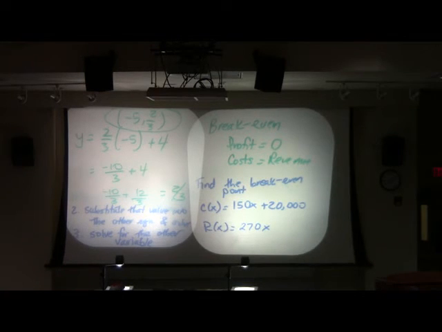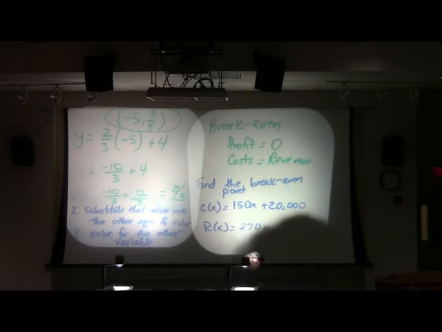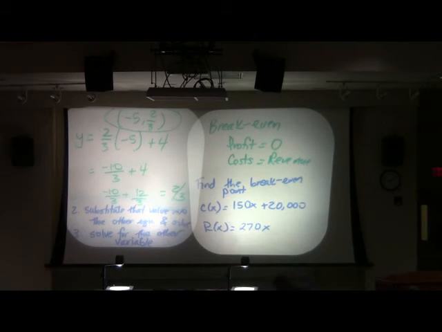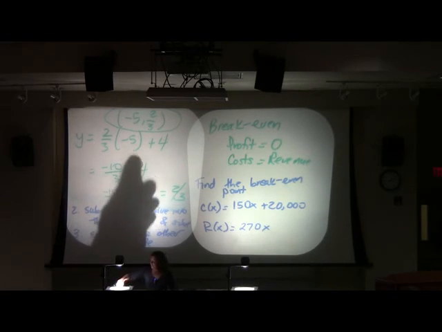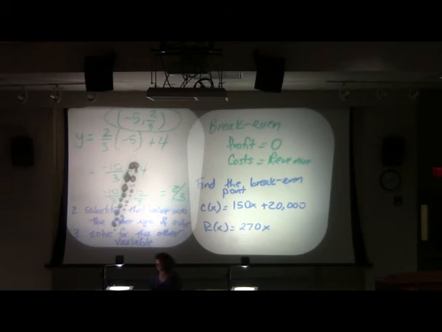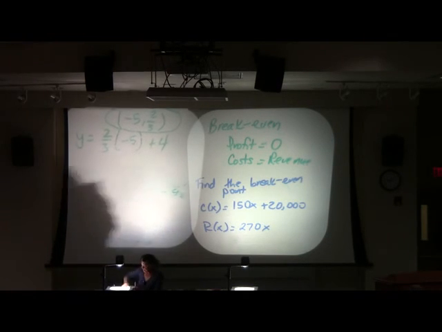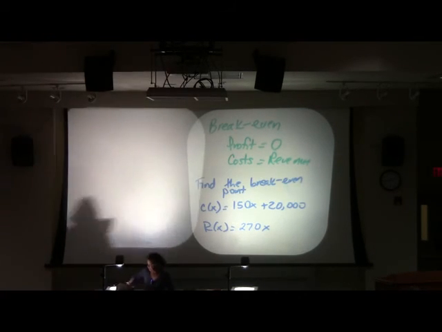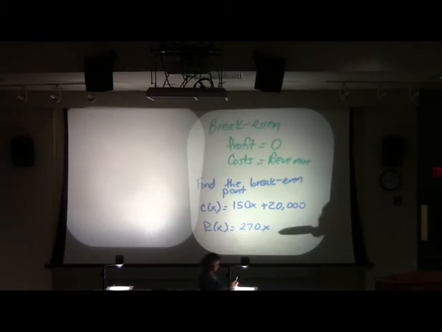Now, just to refresh your memories, I'm going to talk a little bit about what each of these values mean, because we did talk about what each of these numbers mean in terms of the cost and the revenue. So let's talk about our revenue first. Remember, the revenue, when we're dealing with linear functions, isn't it just the price we charge per item times the number of items sold? So, how much do we charge per item in this situation, you guys? $270.